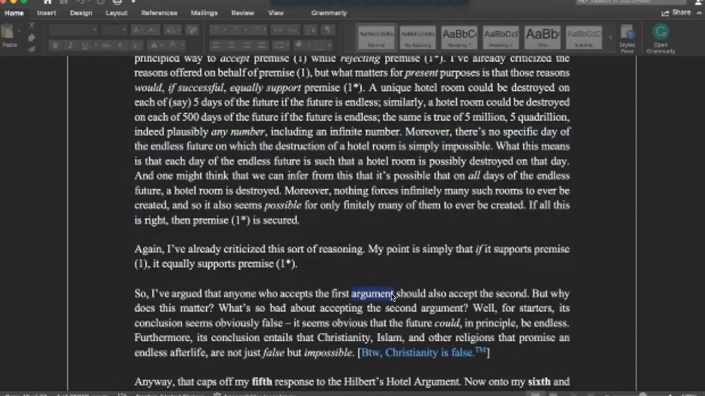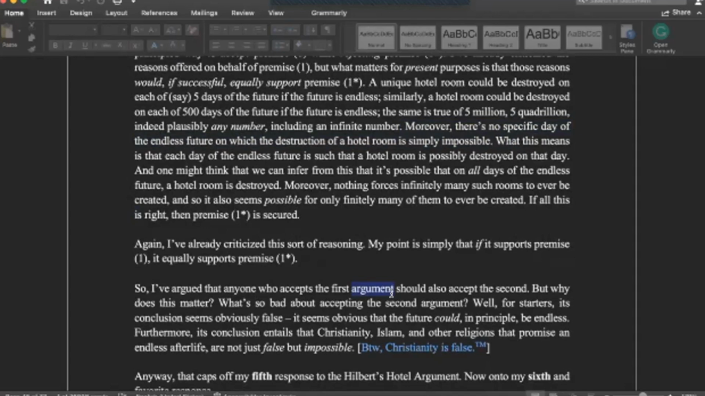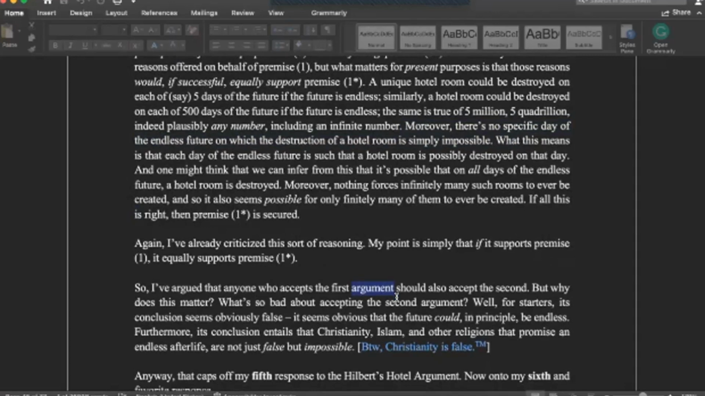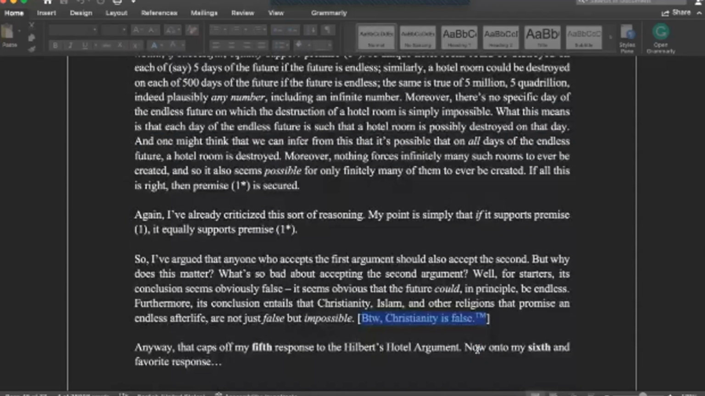But we might ask, why does this matter, right? Like, what's so bad about accepting the second argument? Well, for starters, its conclusion seems obviously false, right? It seems obvious that the future could, in principle, be endless. And furthermore, its conclusion entails that Christianity, Islam, and other religions that promise an endless afterlife are not just false, but impossible. So we got, by the way, Christianity is false, TM. Put that on a shirt and sell thousands of them.